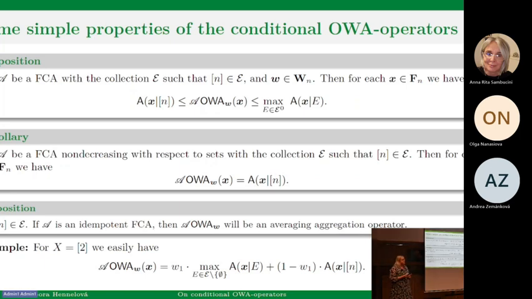An interesting question is whether a conditional over operator will be an averaging operator. This is true only for an idempotent family of conditional aggregation operators. When we have a space of size 2, then this conditional over operator is only the convex combination of its extreme values.